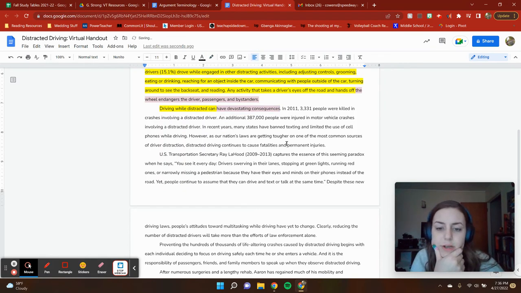In 2011, 3,331 people were killed in crashes involving a distracted driver. An additional 387,000 people were injured in motor vehicle crashes involving a distracted driver. In recent years, many states have banned texting and limited the use of cell phones while driving. However, as our nation's laws are getting tougher on one of the most common sources of driver distraction, distracted driving continues to cause fatalities and permanent injuries.